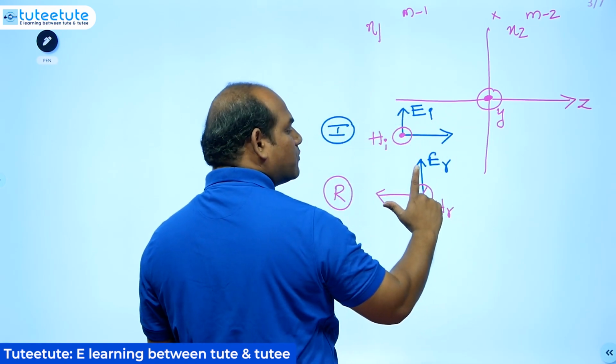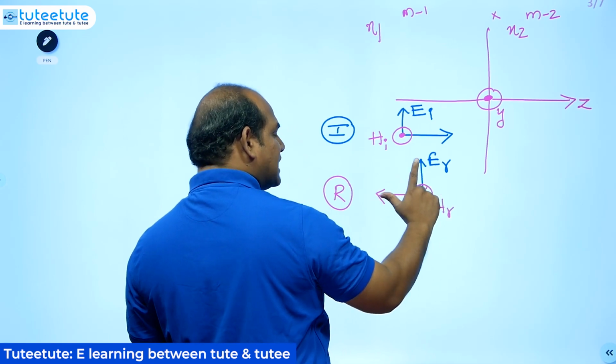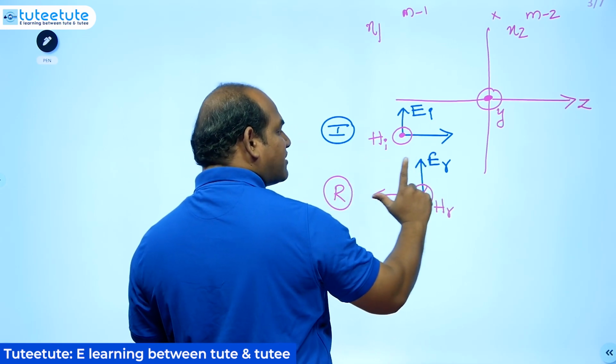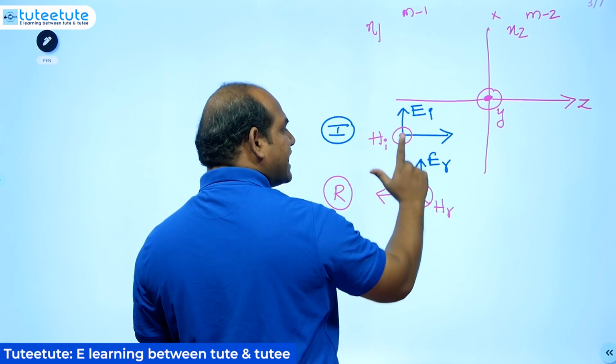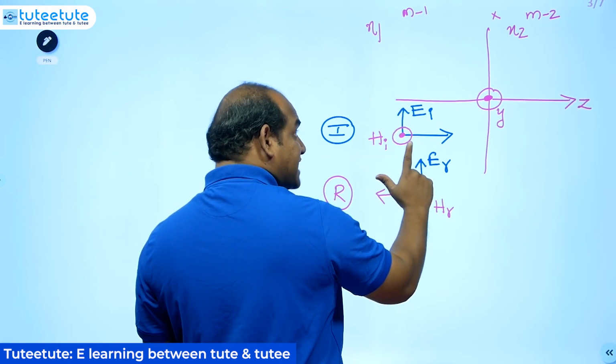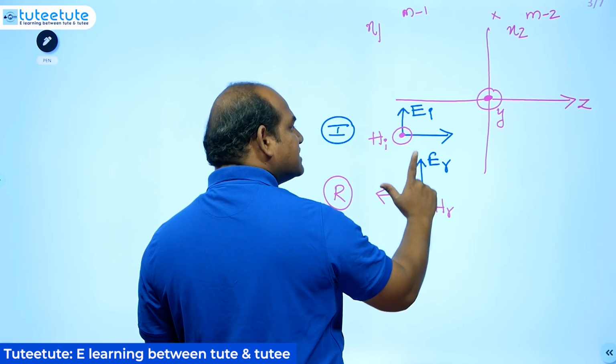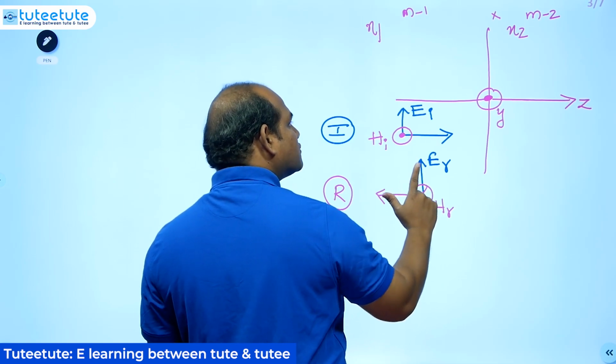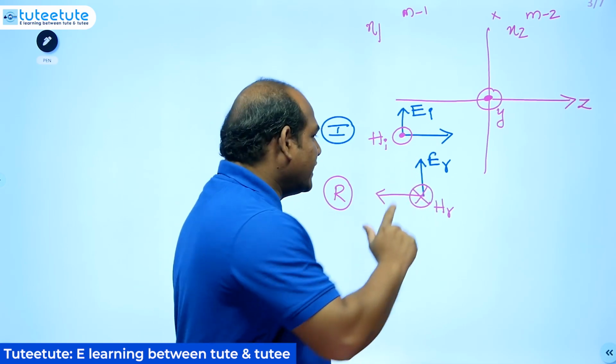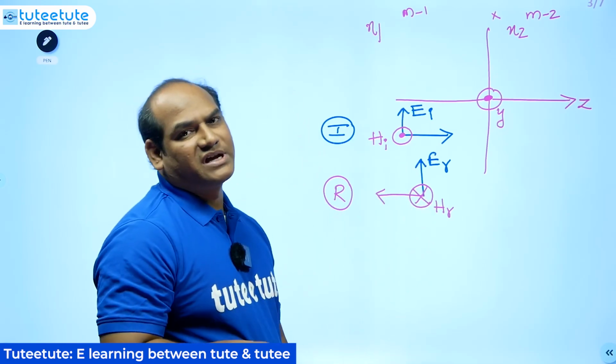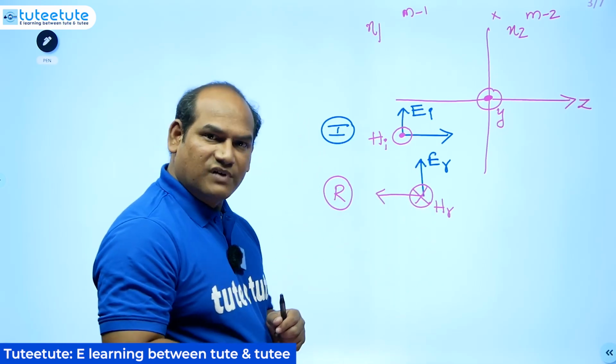And in this way we can represent: the thumb is towards the negative z direction. That means it is a reflected wave, and the forefinger is again representing the x direction only. That means the electric field is in the x direction, and the magnetic field is going into the board, that means negative y direction. That is what we can tell regarding the reflected wave.